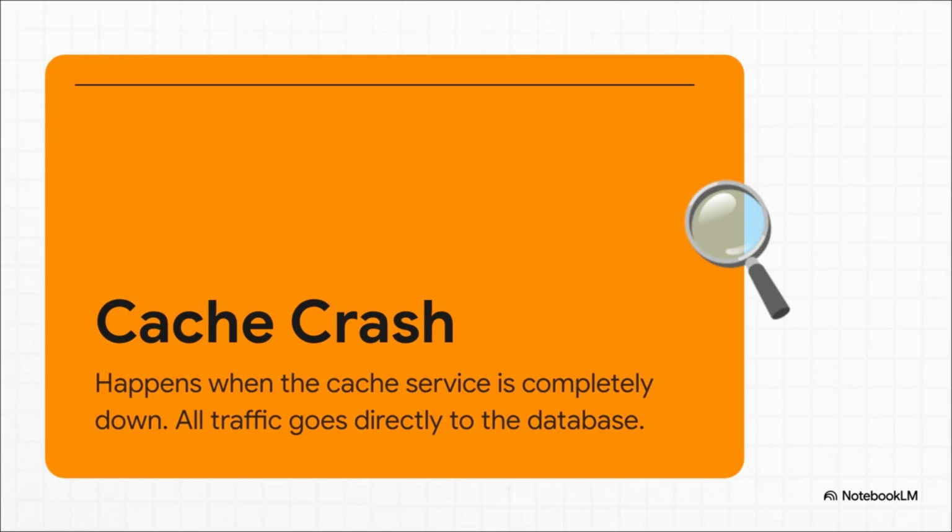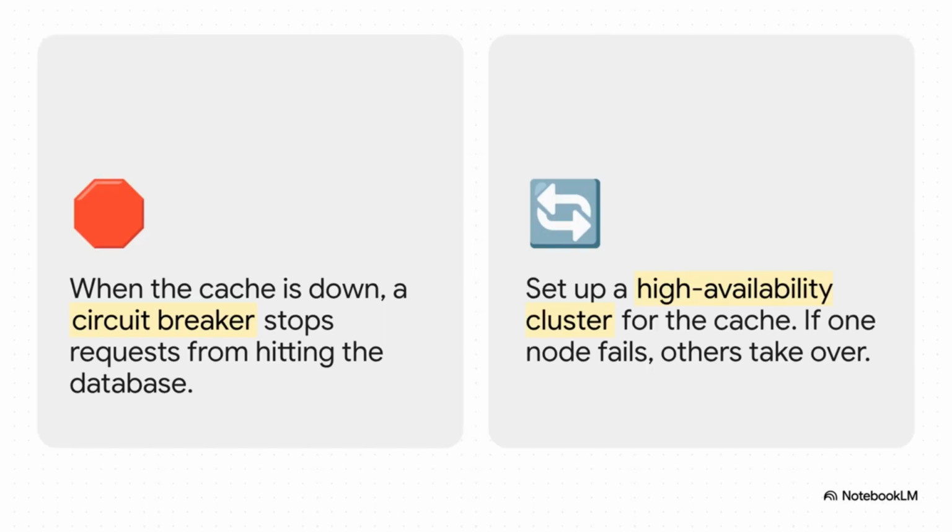And now, every single request, 100% of your traffic, is flying directly at a database that was absolutely not built to take that kind of punishment. So what's the defense plan? You've got two main options here. The first is a safety measure called a circuit breaker. It works exactly like the one in your house. It senses that there's a dangerous surge of traffic about to hit the database, and it just trips the switch, stopping everything to prevent the database from blowing up.